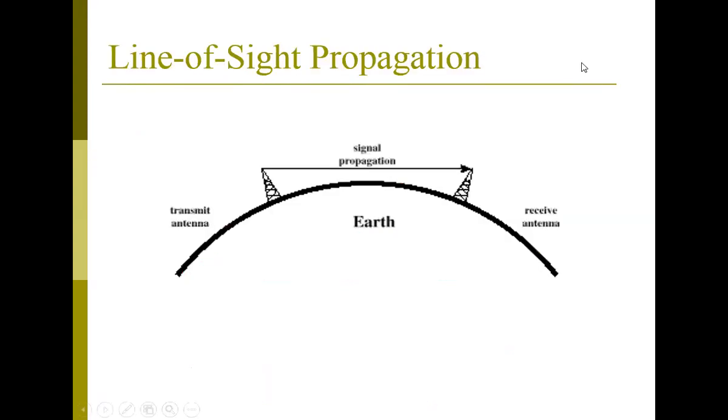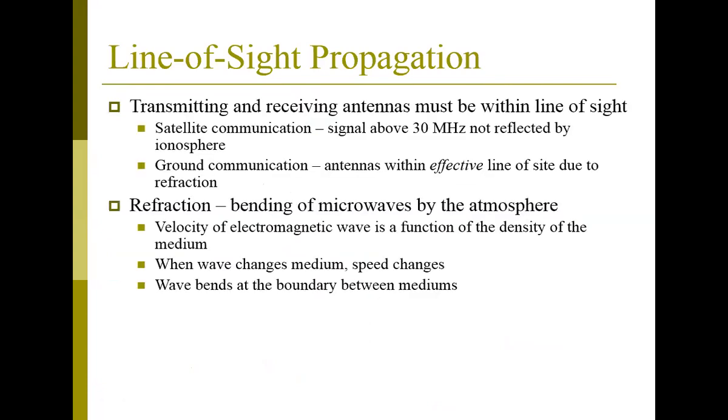Line of sight means no contour, direct communication. Transmit antenna, receiving antenna. If it follows the contour, it becomes ground wave propagation. Line of sight means we can directly see each other. Satellite communication: signals above 30 megahertz are not reflected by the ionosphere. So there isn't a problem in the ionosphere. If the signal is above 30 megahertz, it is not being reflected. Ground communication, effective line of sight due to refraction.